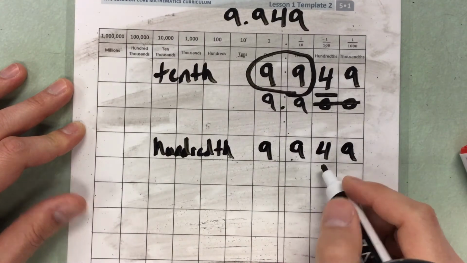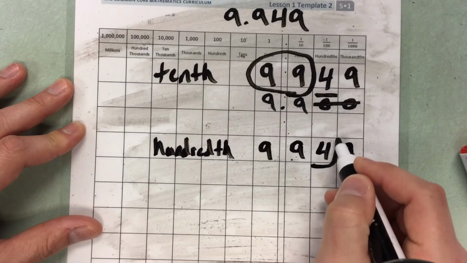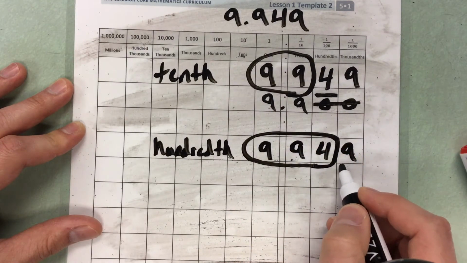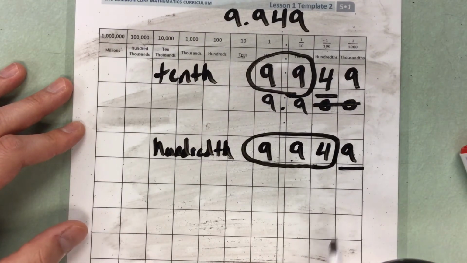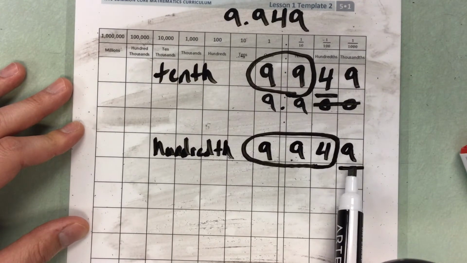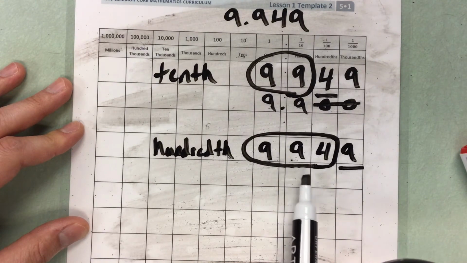Okay, so the first thing I'm going to do is locate my hundredth spot. I'm going to circle it and everything to the left. I'm going to underline what's to the right, and I'm going to say to myself, 5 or more, raise the score, 4 or less, let it rest. This is a 9, so that's going to do what to this number? It's going to raise the score.